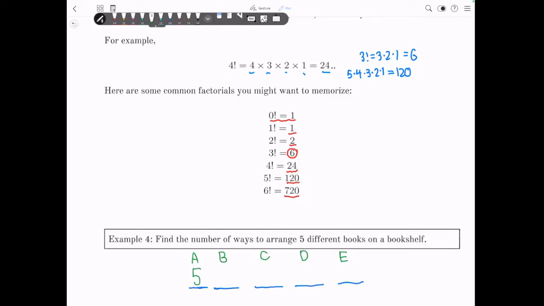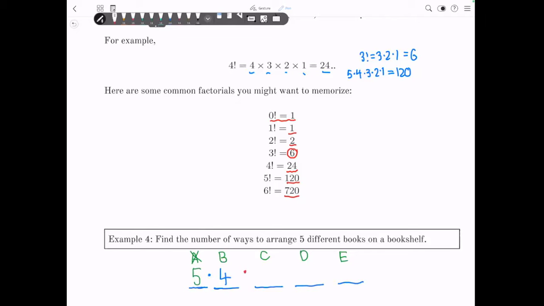Now, let's just say that A was the first book that we kept here. Now we have 4 choices left. So we have 4 choices for the book that can be in the second slot. So there's just going to be 4 choices for this, because now we cannot have the same book in the first and second slot, of course. And now for the third slot, you can't have any of the other preceding books.